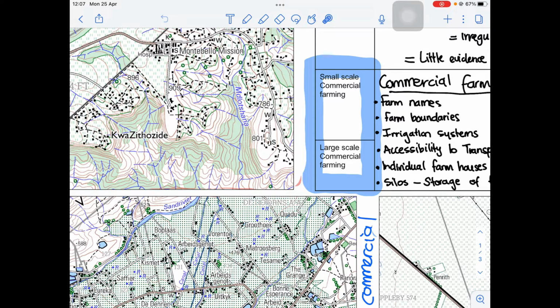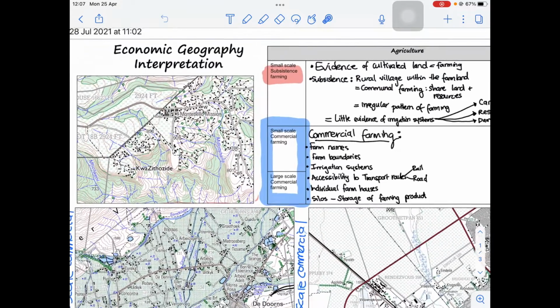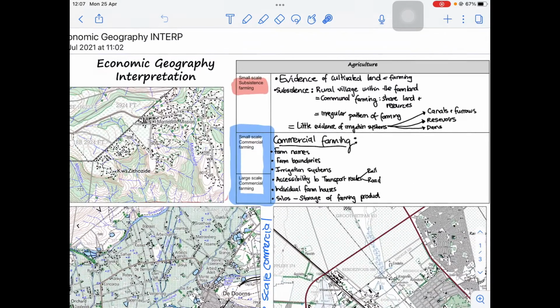There's no furrows, there's no canals, we don't see evidence of dams. All of the actual irrigation infrastructure that would cost money, that you would need commercial profits in order to develop. Okay, so that's often why we can then conclude that this region is an example of subsistence farming. Okay.